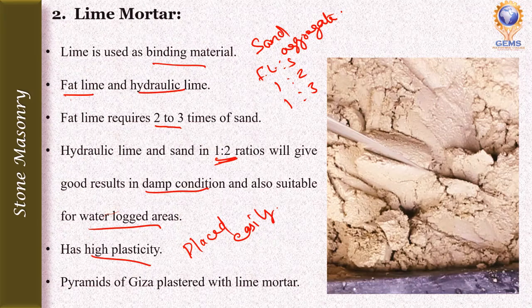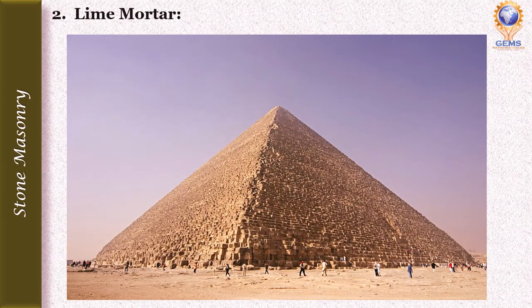The best example of a lime mortar structure is the pyramids of Giza. The pyramid at Giza is one of the wonders of the world. In the olden days, they plastered the whole pyramid with lime mortar. So this is the pyramid of Giza, which was plastered with lime mortar in the olden days.